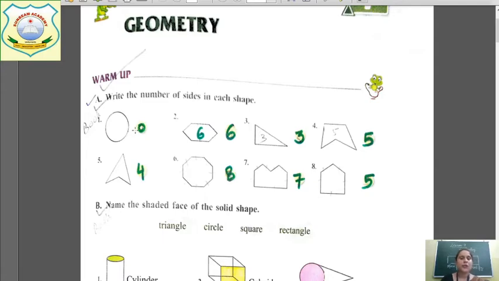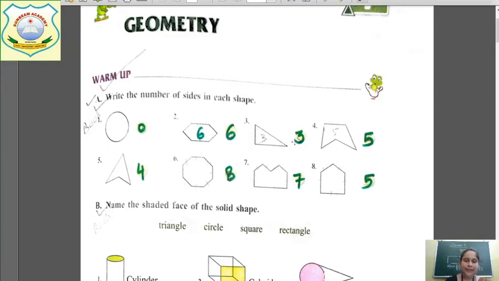Okay. We have to count the number of sides and then we have to write the number of sides in each shape. Now come to the shape 2, figure 2, sorry. And now see how many sides are there. 1, 2, 3, 4, 5, 6. So there are how many sides in this figure? 6 sides. So write down 6. Then come to the third figure. Now see how many sides are there in your third figure. 1, 2 and 3. So there are how many sides? 3 sides. So write down 3.